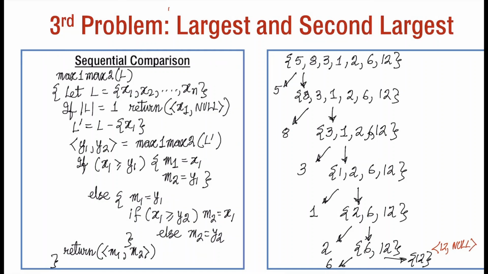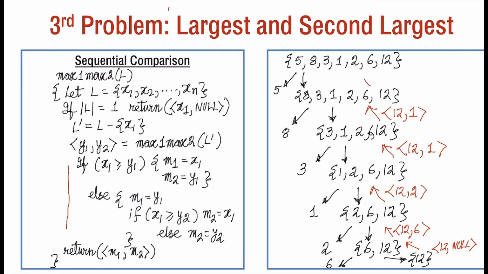This, when compared with 6, will now return 12 null. This, when compared with 6, will return 12 6. This, when compared with 2, will return 12 2. As per the comparisons done at this step, this, when compared with 1, will return 12 1, and then again when compared with 3 will return 12 1, when compared with 8 will return 12 1, and finally when compared with 5 will return 12 1.